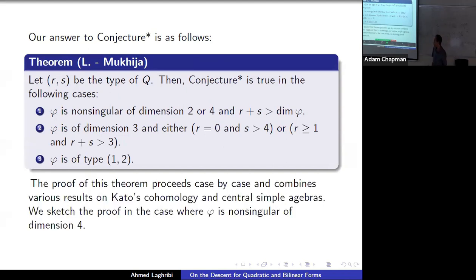To prove this theorem, we proceed case by case: 2, 3, 4, 1, 2, etc. And we combine many results on Kato's homology, central simple algebras, etc. So I give you just an idea of how we proceed. I choose a simple case, dimension 4, because we combine many things.